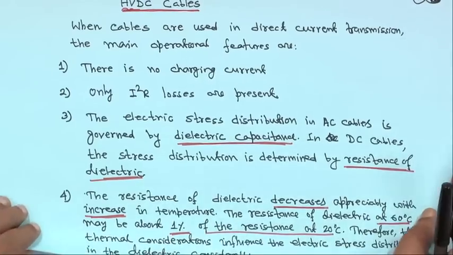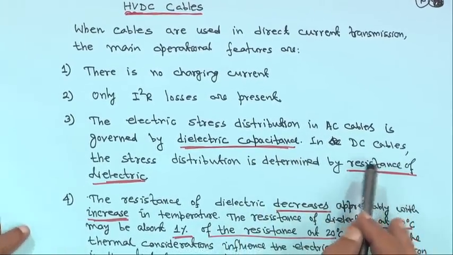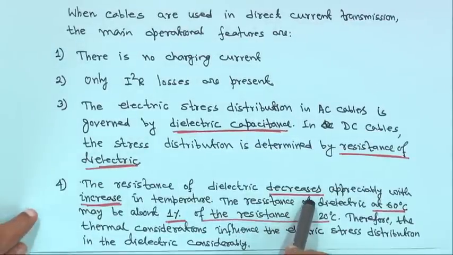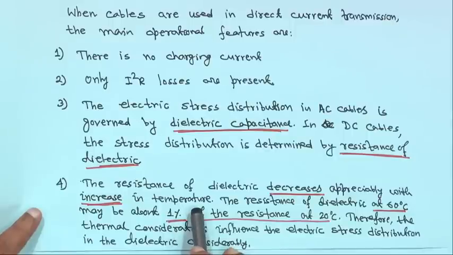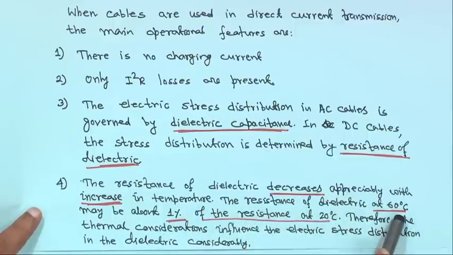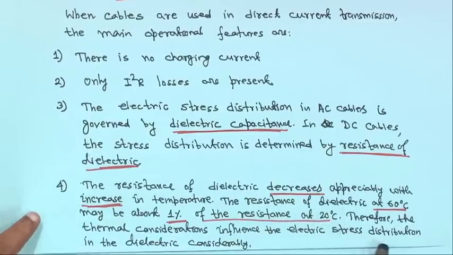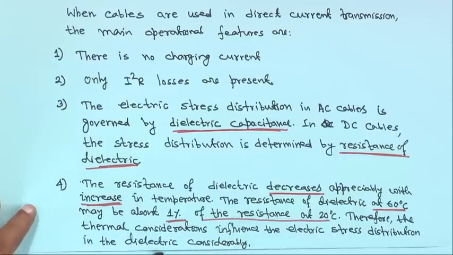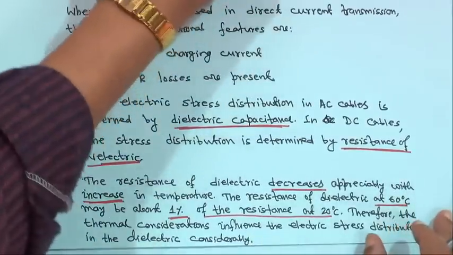This is the comparison between AC and DC cables. But the resistance of the dielectric decreases appreciably with increase in temperature. Very interesting here. The resistance of the dielectric at 60 degrees Celsius may be about 1% of the resistance at 20 degrees Celsius, a drastic reduction, right. Therefore, thermal considerations influence the electric stress distribution in the dielectric considerably. So, this is very interesting.